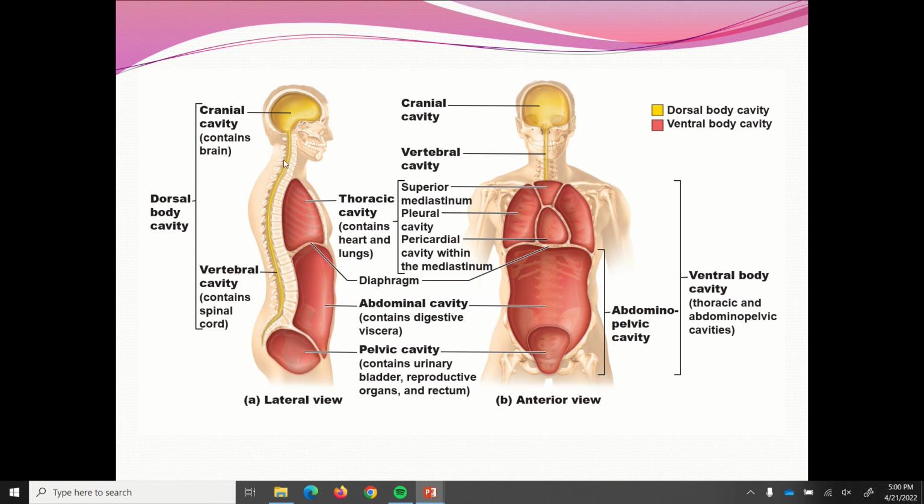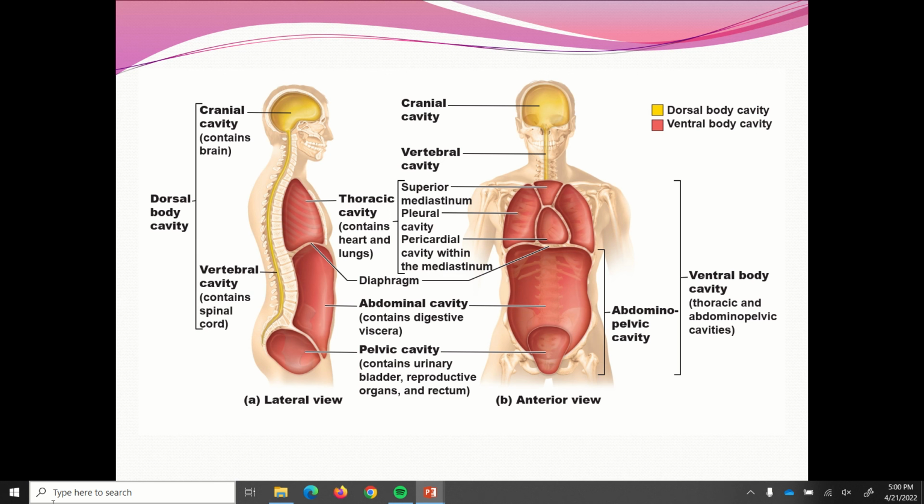The dorsal body cavities are in yellow. Recall that the cranial cavity will encase the brain, and the vertebral cavity will encase the spinal cord. Continuous between the two are the meninges. The ventral body cavity will be divided into the thoracic cavity containing the heart and lungs, and the abdominal cavity containing the digestive viscera, coupled with the pelvic cavity containing the reproductive organs, as well as the urinary bladder and rectum. The kidneys are behind the abdominopelvic cavity. They're posterior to it, retroperitoneal.